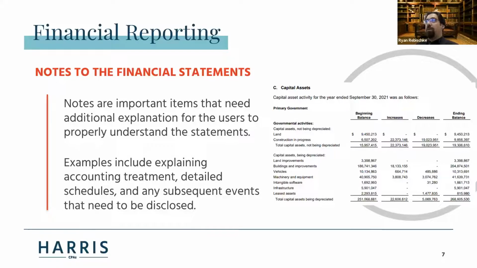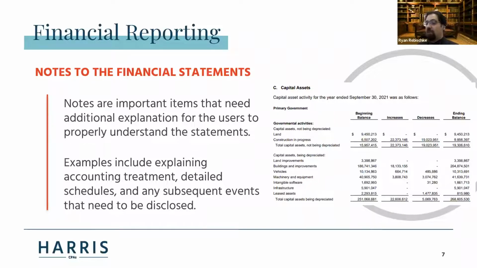So let me rewind a little bit. When you look at a set of financial statements, it's generally composed of three parts. You have the statements, which give your snapshot. And then you have what are called the notes to the financial statements. These are just like they sound, because accountants have no creative bones in our body. Notes explaining the financial statements. These are items that need a little extra explanation for the users of the statements to properly understand.